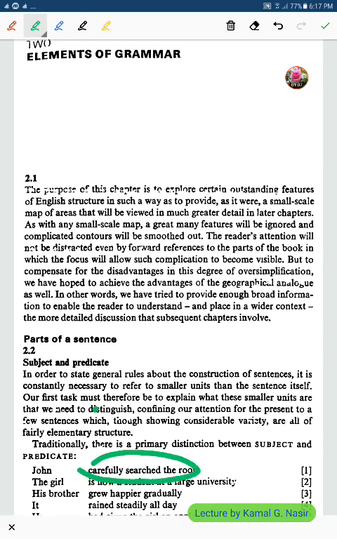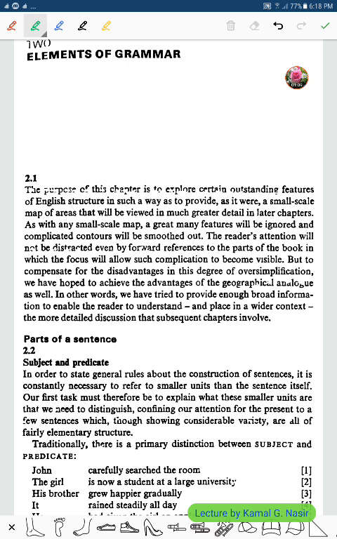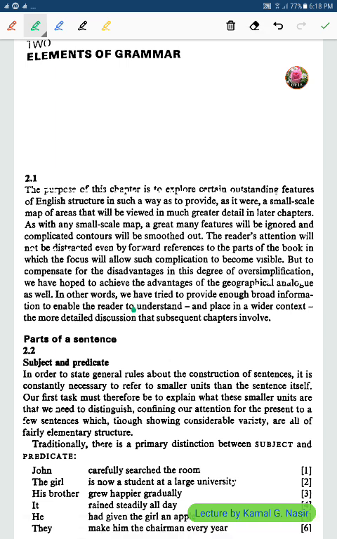A predicate. Good. The girl is now a student at a large university. Where is the subject? The subject is the girl. And is now a student at a large university, this is what? A predicate. His brother grew happier gradually. Where is the subject? The subject is his brother. And grew happier gradually is what?